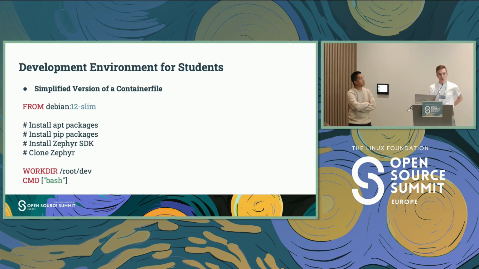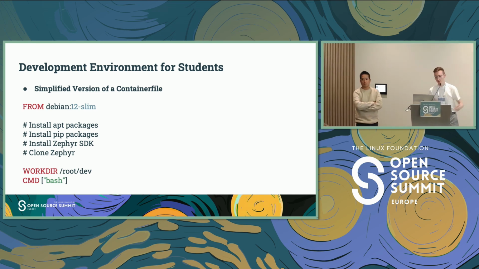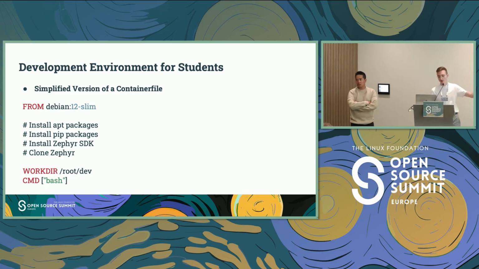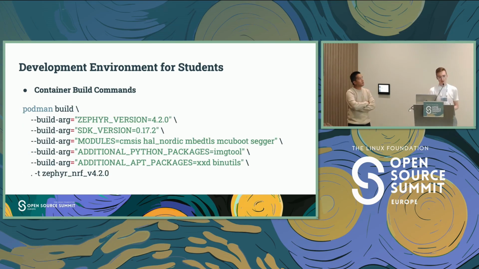So let me quickly show you how the container is built with a simplified version. As a baseline, we have Debian, and then we just have to install some packages, Zephyr SDK, and then we clone Zephyr. It's simple as that. It doesn't need much more. Building it is simple as well.